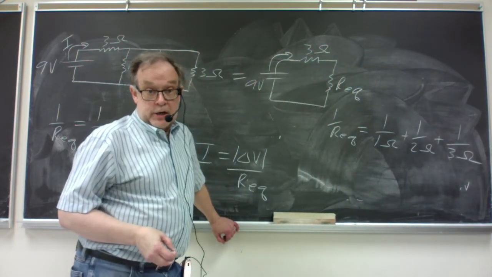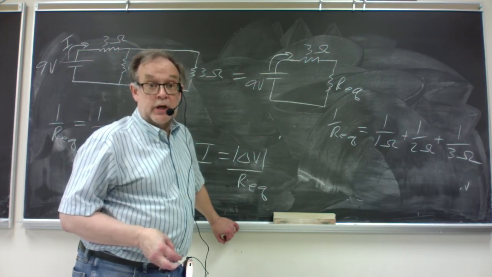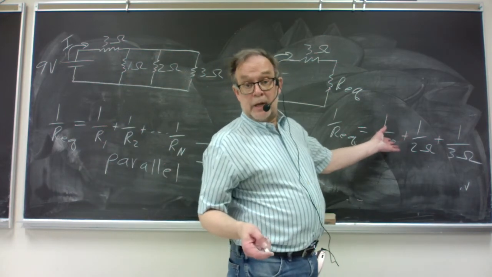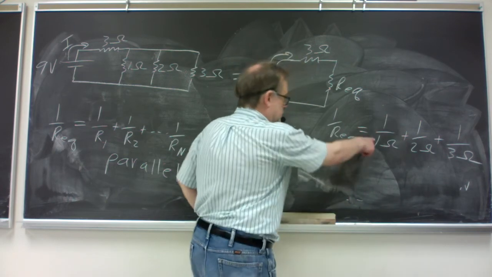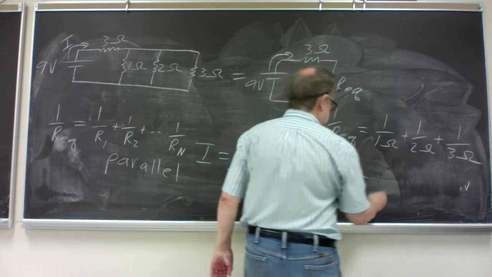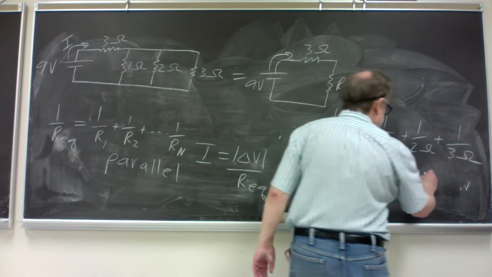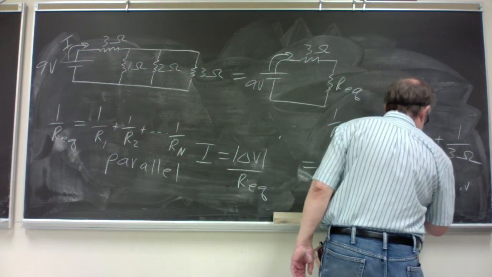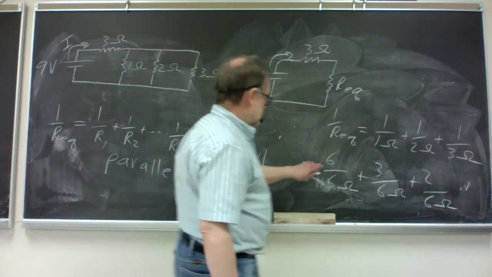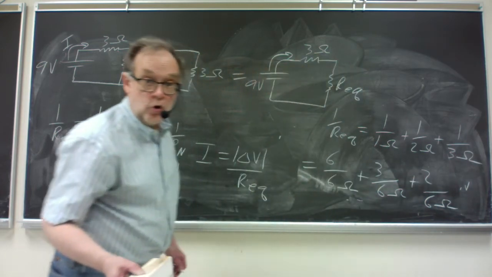Okay, you're adding fractions here, and the fractions all have different denominators, so you need a common denominator in order to add. Smallest common denominator is going to be 6 ohms. So this is equal to 6 over 6 ohms. This is equal to 3 over 6 ohms. And this is equal to 2 over 6 ohms. Now add them all up. 6 plus 3, 9, plus 2, that's 11. 11 over 6 ohms.